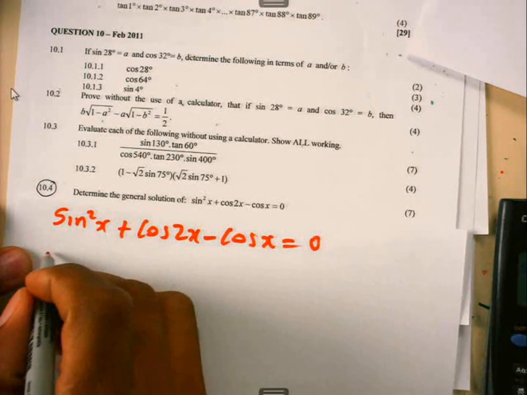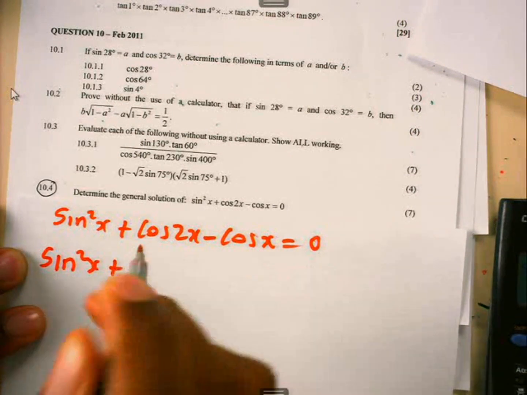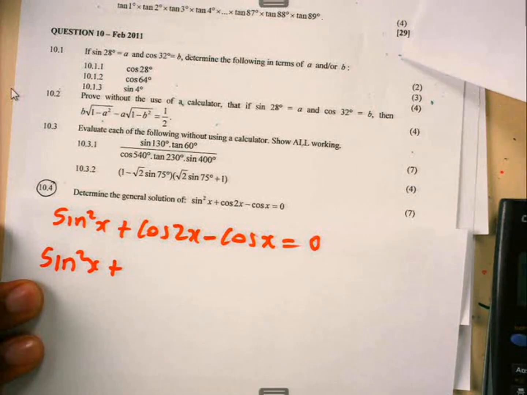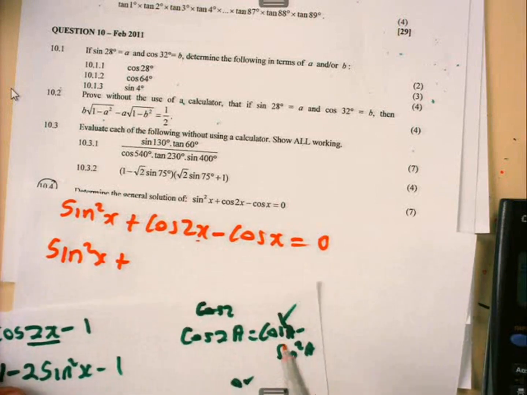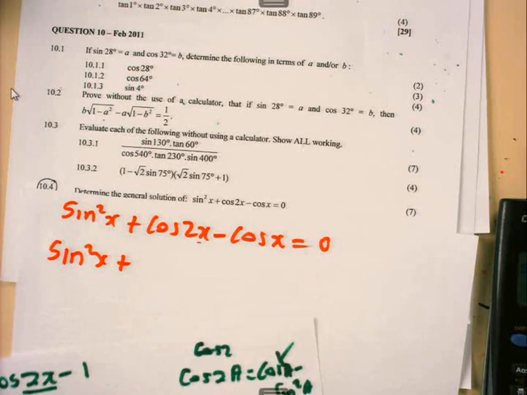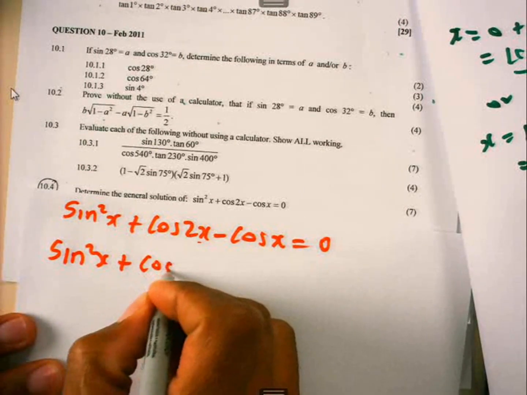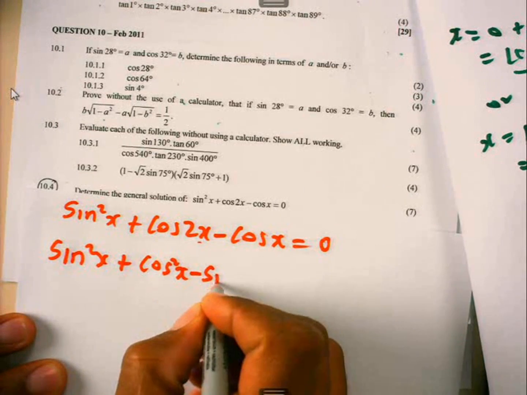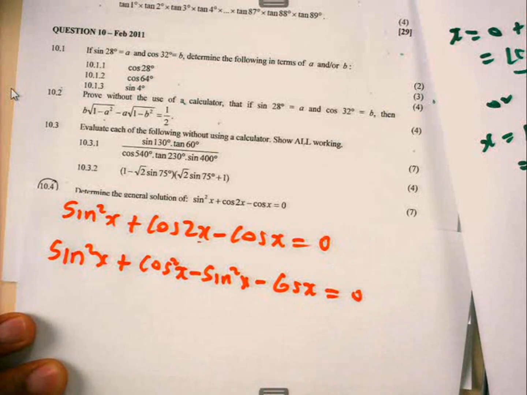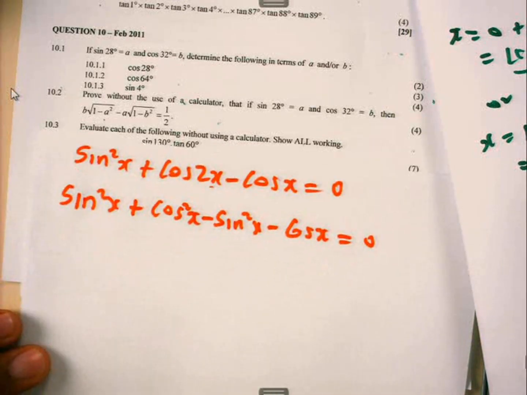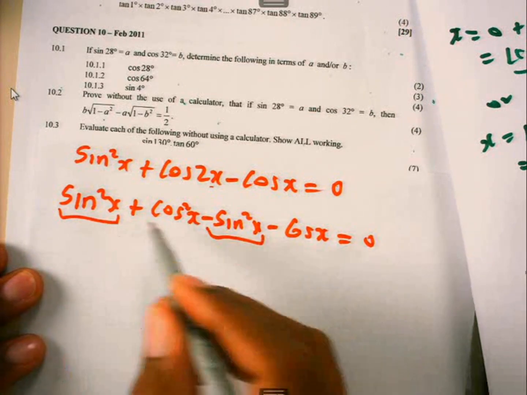Now, there are many ways that we can do to solve this problem. But now let me keep this one the way it is, that is sine squared x plus. If I keep this one the way it is, then when it comes to this side of cos 2a, we must choose the first one where we have cos 2x is equal to cos squared x minus sine squared x, then minus cos x is equal to 0. Right, now look at this one.